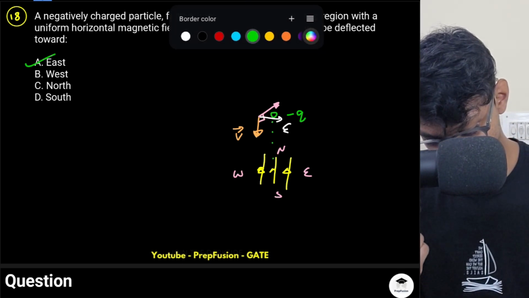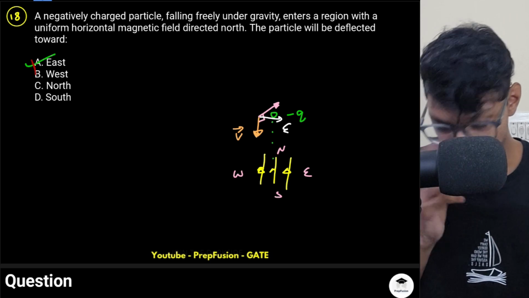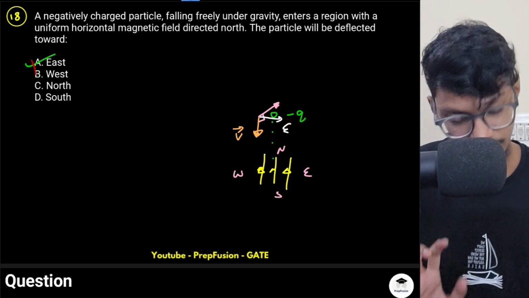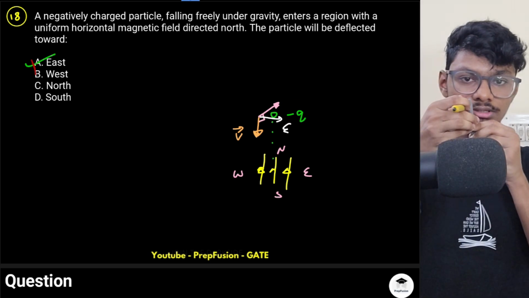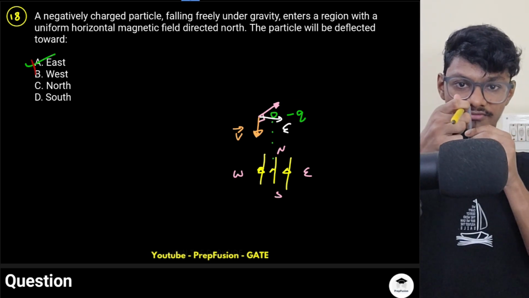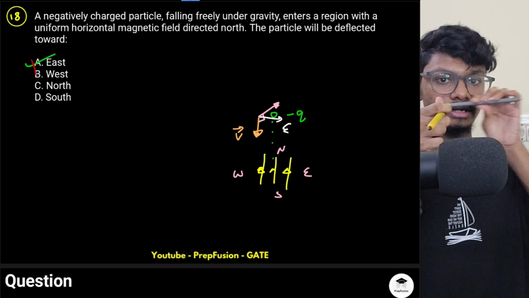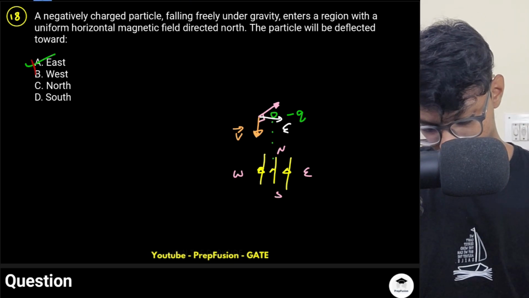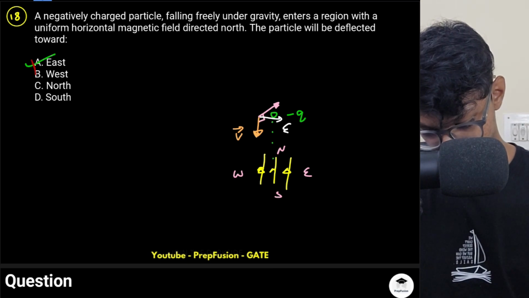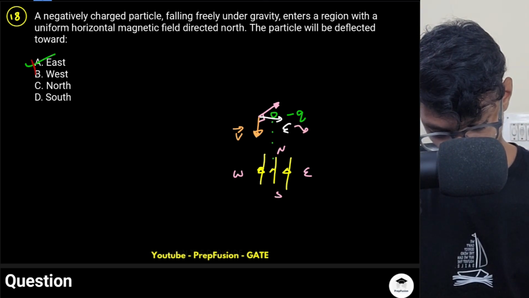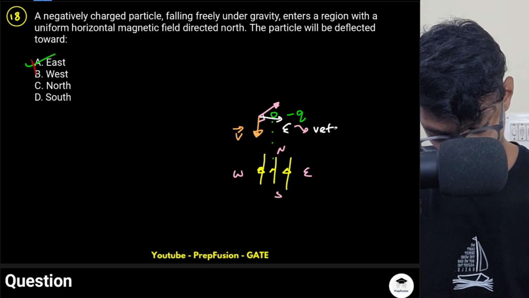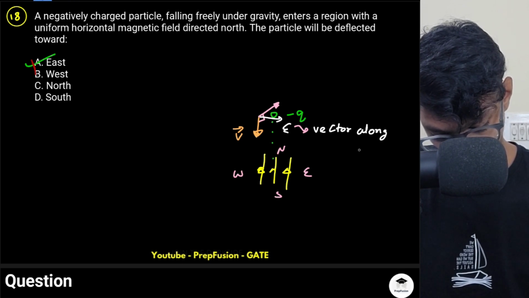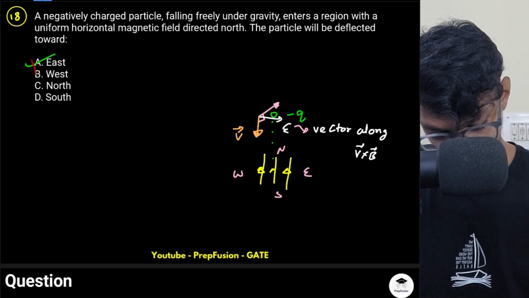Why will you be wrong? Because I told you, right? I warned you, you have to take care of the sign. So you did the cross product. This is my velocity, this is my magnetic field. You did the cross product and you got this vector, the vector along the direction of V cross B. But what went wrong?